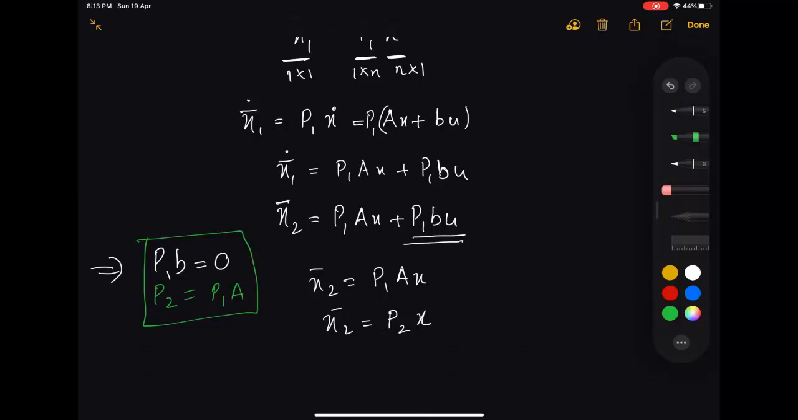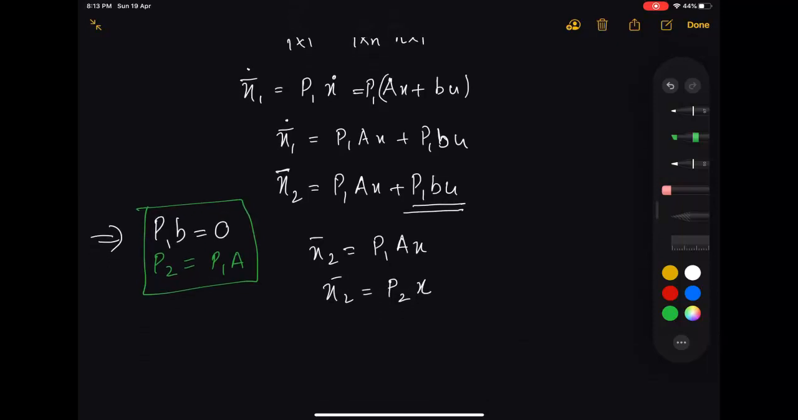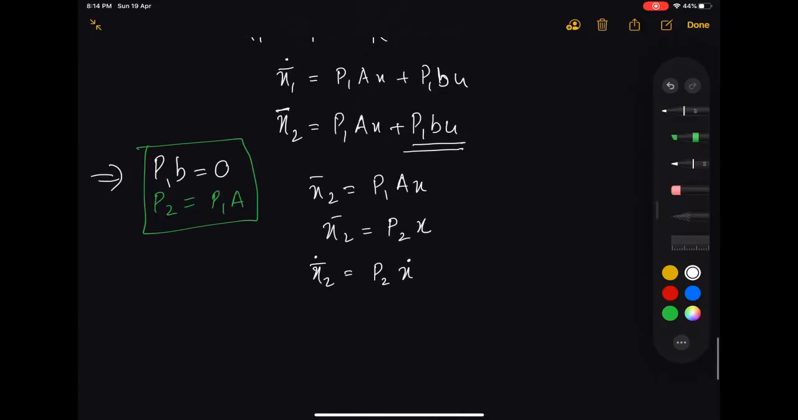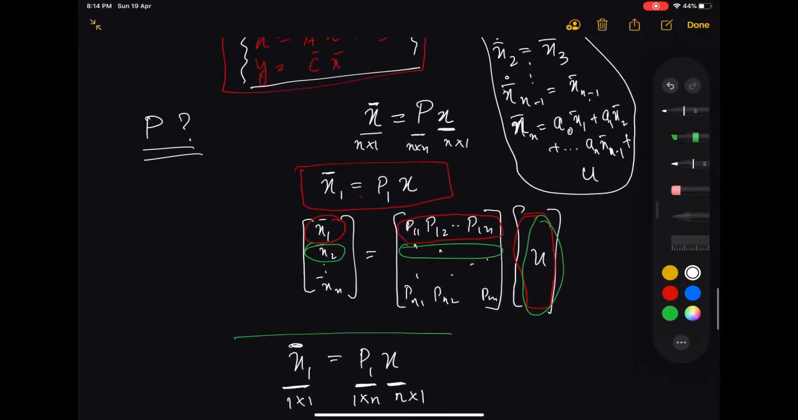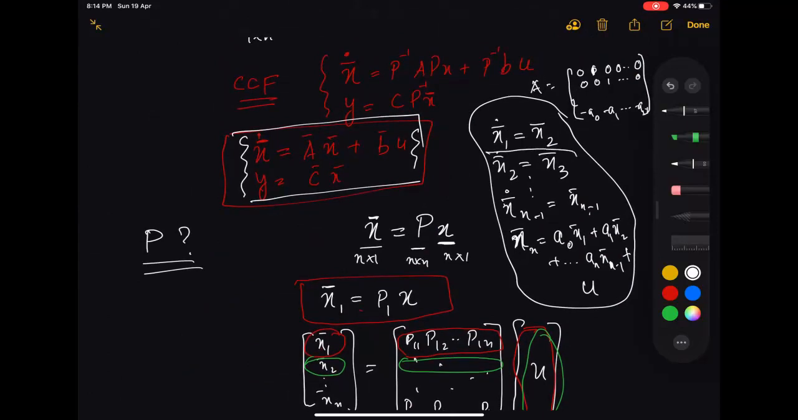Now you take this equation that you obtained here and differentiate this again. So x2 bar dot is equal to p2 x dot. This is very simple. Now you can again write ax plus bu, and you can write p2 ax plus p2 bu, right? And x2 bar dot you can write as x3 bar, because again these x bars are in controllable canonical form. So x2 bar dot you have already seen is equal to x3 bar, right?